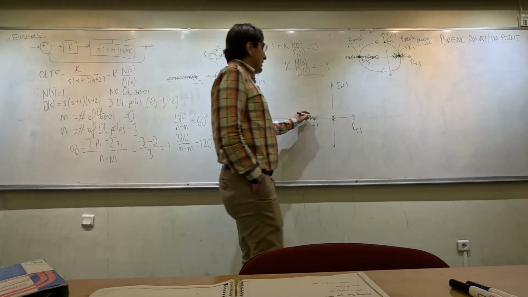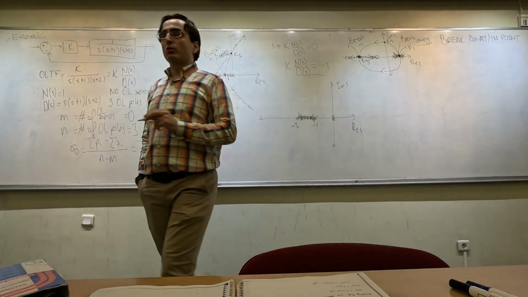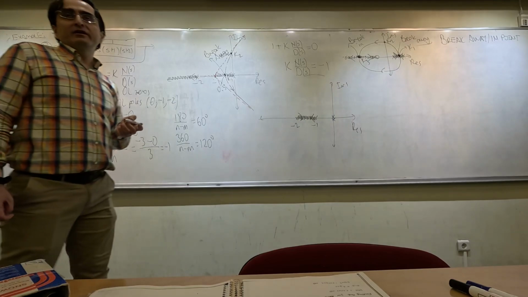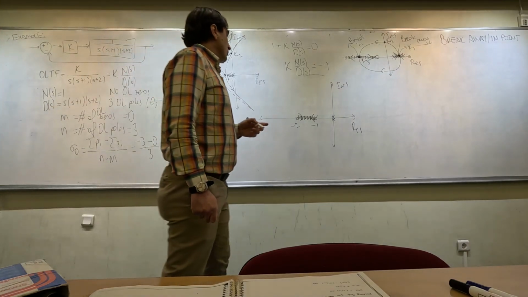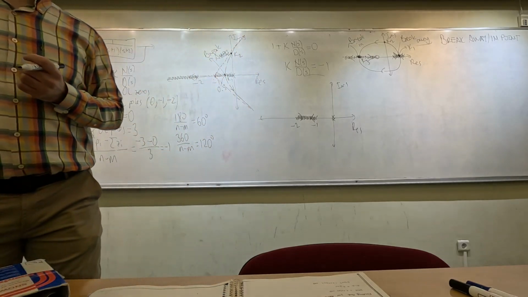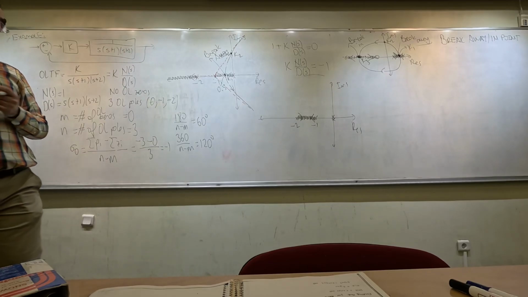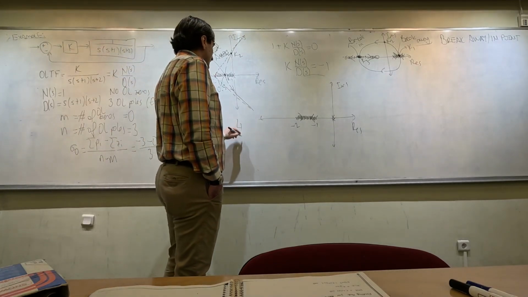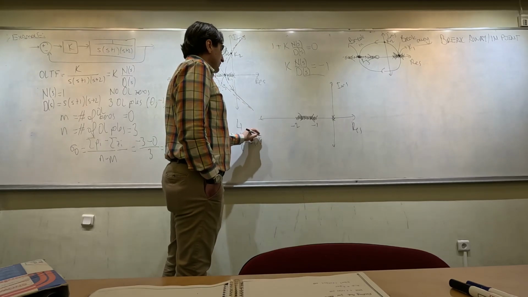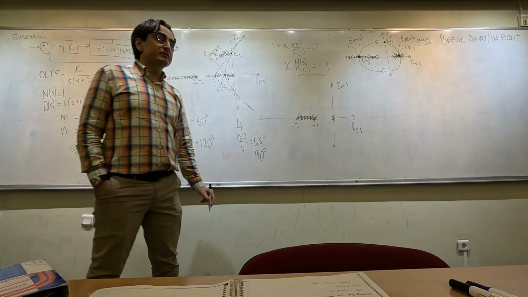Now I'm putting my arrows, getting away from the open loop poles, going towards the open loop zeros. So now I have to look at the asymptotes. How many asymptotes do I expect? Yes, 4. There are 4 asymptotes in this case, and the angle of the first asymptote is going to be 45 degrees. The angle between the asymptotes will be twice that, 90 degrees.